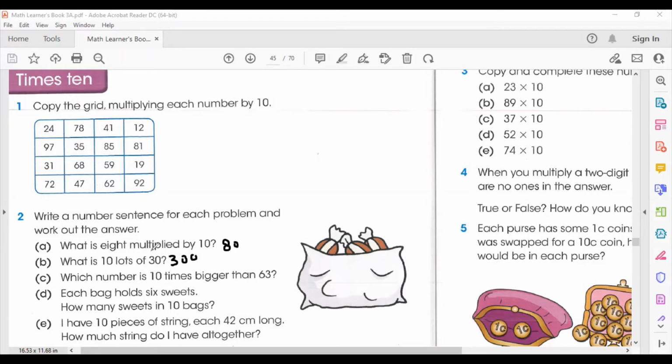You're not moving this 0 there, okay? This one here, 0, 10 times bigger, 63. So 63, put here 0, 630. Each bag holds 6 sweets. How many sweets in 10 bags?